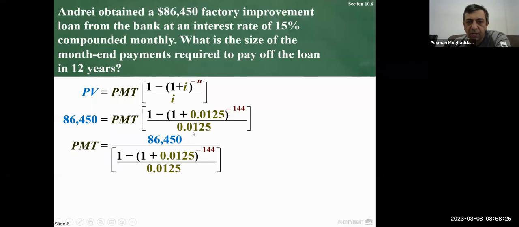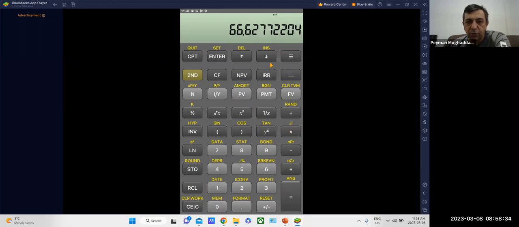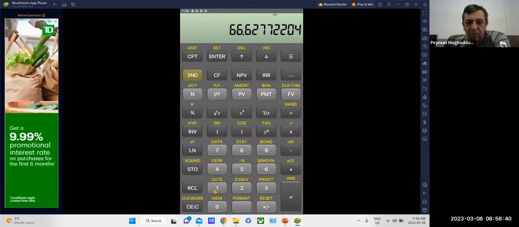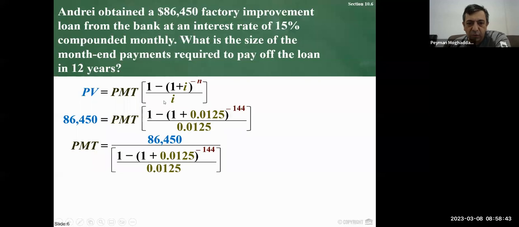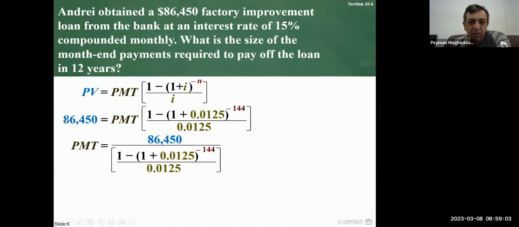Now I'm going to divide it by the denominator, which is going to be 0.0125 divided by that, equal to, so that's going to be the whole thing multiplied by PMT. Okay, so I'm going to store it as 1. So I store the whole thing on the right side as 1, and I have 86,450. So on the left, PMT is going to be this guy divided by this guy, right? So I already stored the right side on the calculator, 66.2, right? So I need to divide 86,450 by that number.